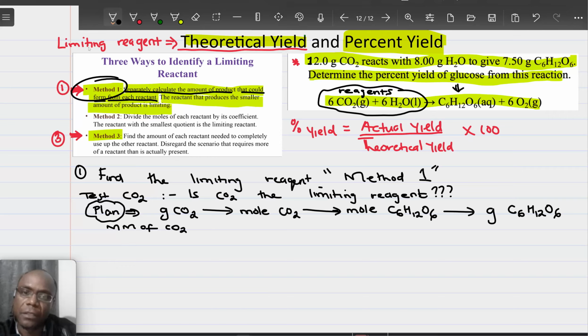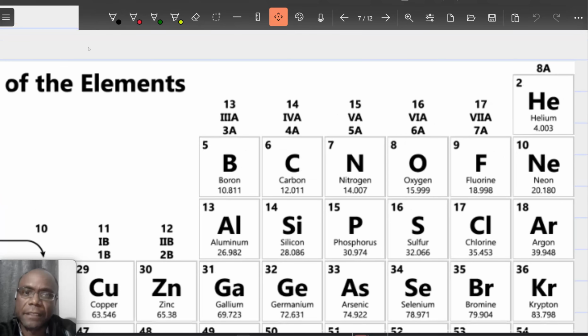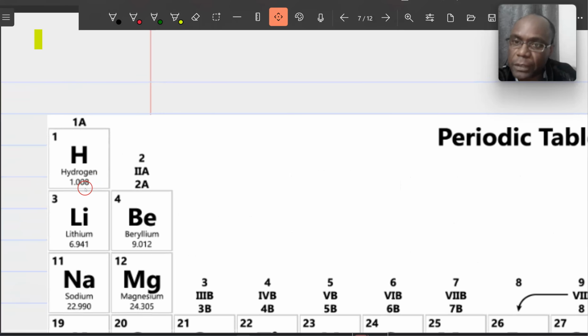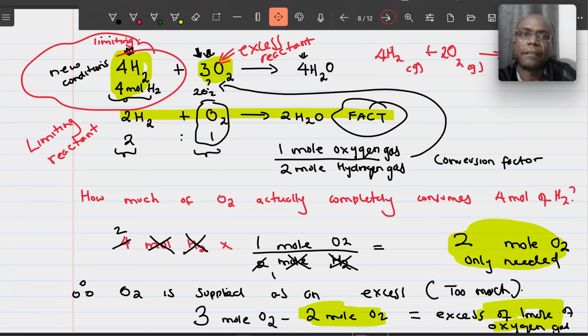But let's first find the molar mass of CO2. Molar mass of CO2 is going to be equal to the mass of carbon plus the mass of 2 oxygens. If you look at the periodic table, carbon is supposed to be about 12. Let's go to the periodic table and see. Carbon is right here. The mass of carbon is 12.011. The atomic mass of oxygen is 15.999. And the atomic mass of hydrogen is 1.008. We need all those numbers to find molar masses of CO2 and glucose.